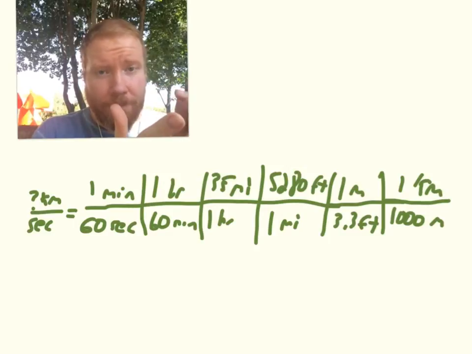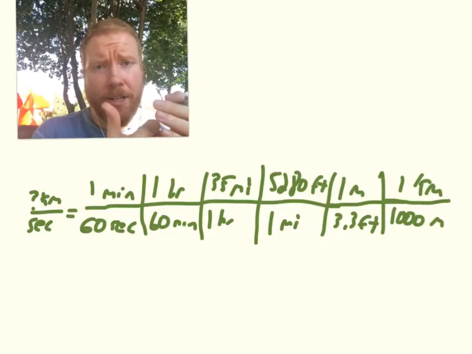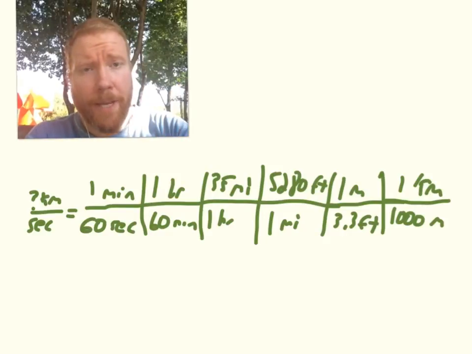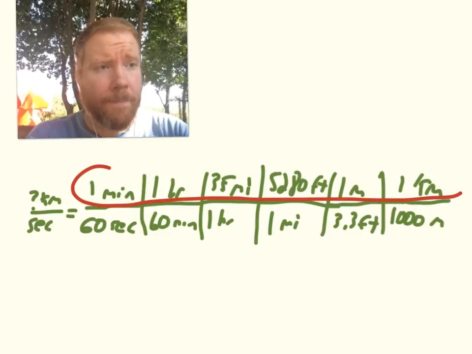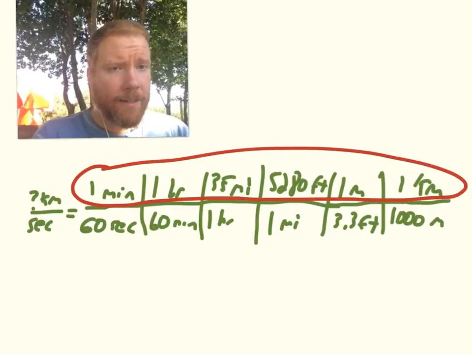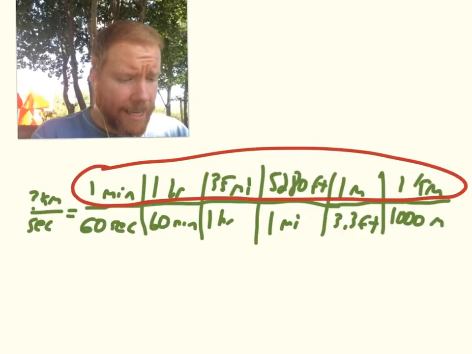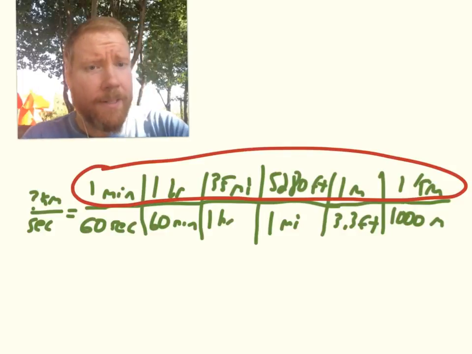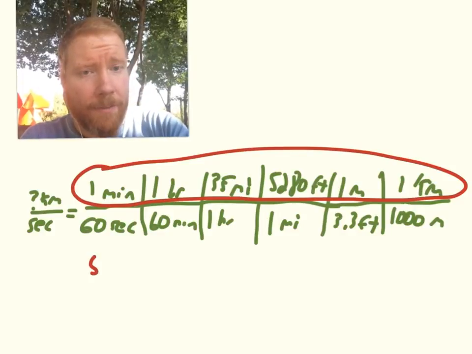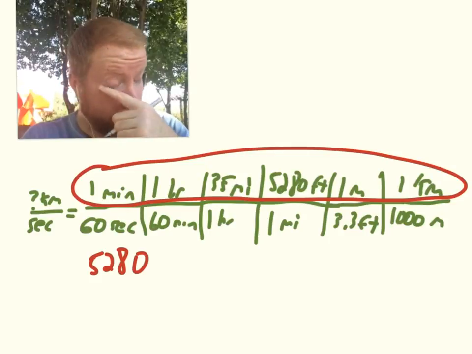Now, what do we do from here to get the answer? Just a little bit of math. So the first thing we're going to do is multiply all of these numbers across the top, okay? So we're going to get 1 times 1 times 5,280, and then times 1, right? So the top number is just going to be 5,280. Because 1 times 35, of course.